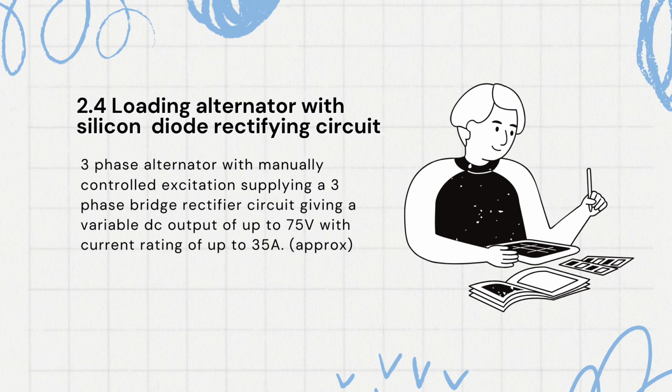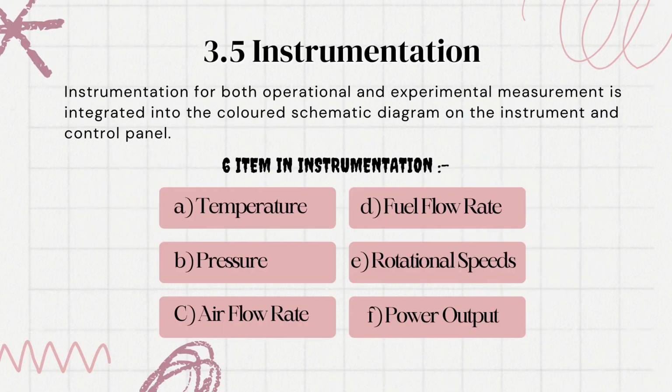Next, I will tell about loading alternator with silicon diode rectifying circuit. It has 3-phase alternator with manually controlled excitation, supplying a 3-phase bridge rectifier circuit giving a variable DC output of up to 75 volts with approximately rating up to 35 ampere. 3.5.